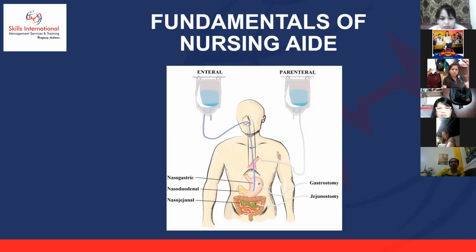Gastrostomy tube is the incision they put on the abdomen. So with the jejunostomy, gastrostomy tube is opening to the stomach, and jejunostomy is opening direct to the intestine. Okay, to the right is the parenteral feeding.